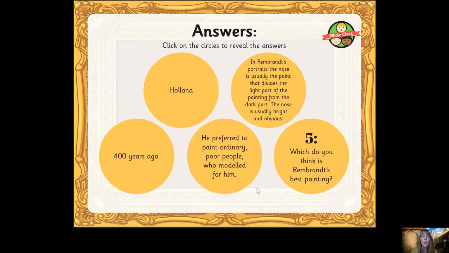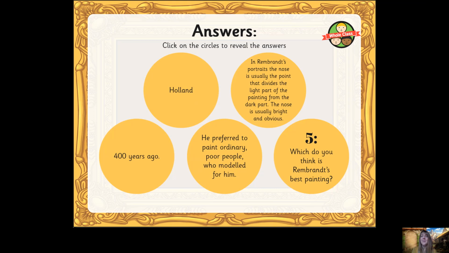He preferred to paint ordinary poor people who modelled for him. And if you remember at the beginning, I was saying that the rich people didn't really like that. They said, no, we don't want to have paintings of poor people. They liked having paintings of rich people.